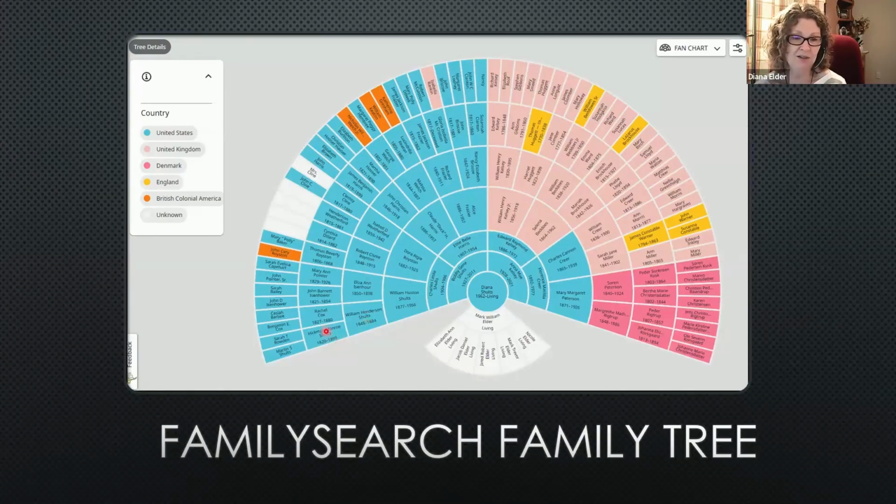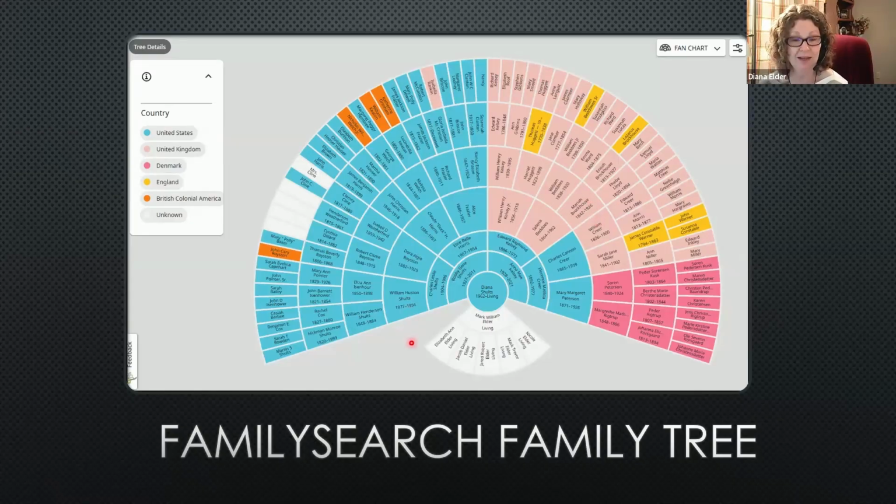And these are tricky because, as you can see, I do have some holes here, and I have no idea on some of these lines out here if they're even correct. I'm still stuck on some of these further in lines and making sure that they are correct. But I do have some different locations, and this is just based on their birthplace. So I've got some United States, some United Kingdom, some Denmark, some England, British colonial America, and some unknowns. So the England and the United Kingdom could probably be lumped together. Sometimes that just depends on whoever's been editing the FamilySearch tree and what they put in there. But we get the same idea.